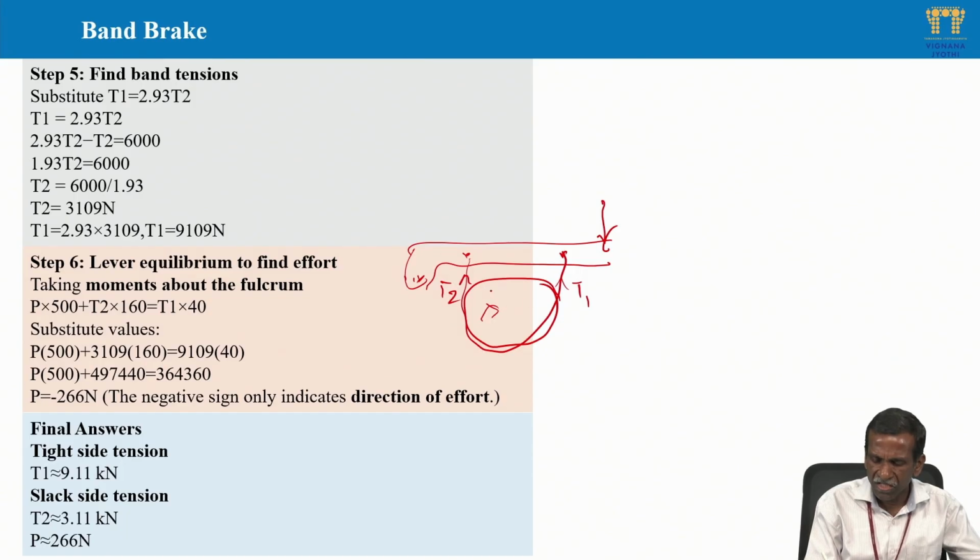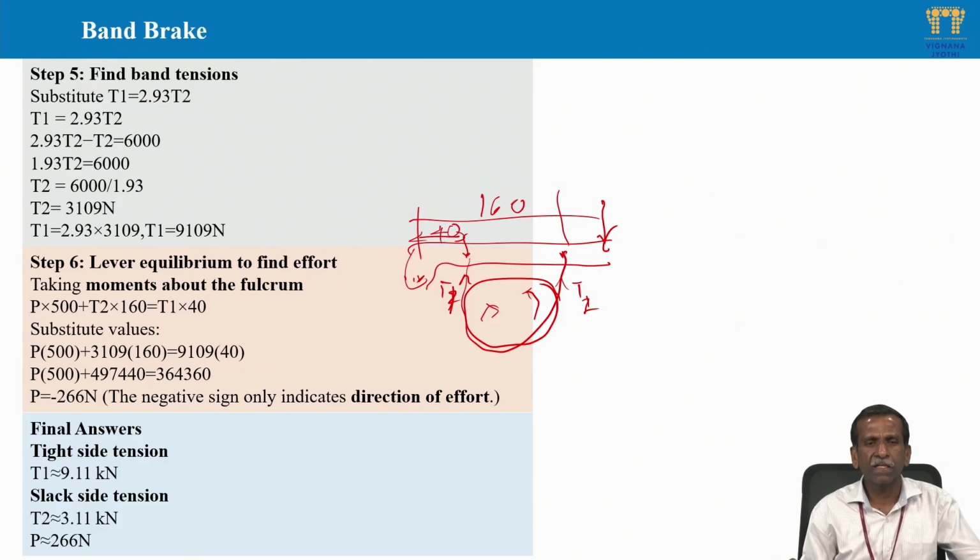In this case the drum is rotating anticlockwise in this problem. Thus this becomes T1, this becomes T2. This is 160 given, this is 40 given, this distance in this problem. Okay, are you able to understand clearly the given data?